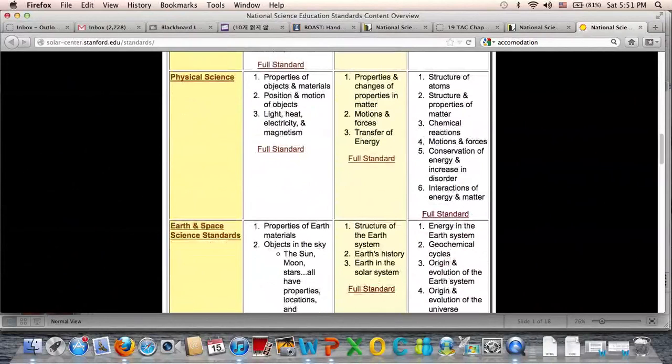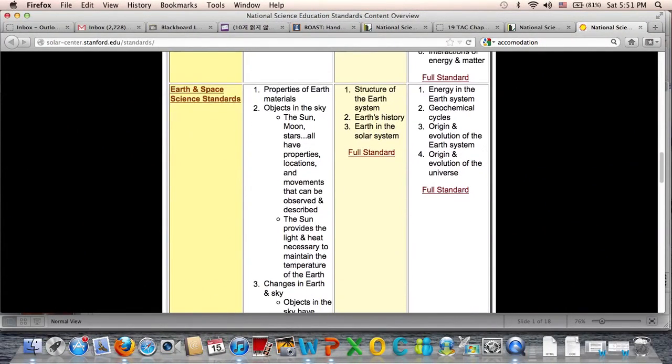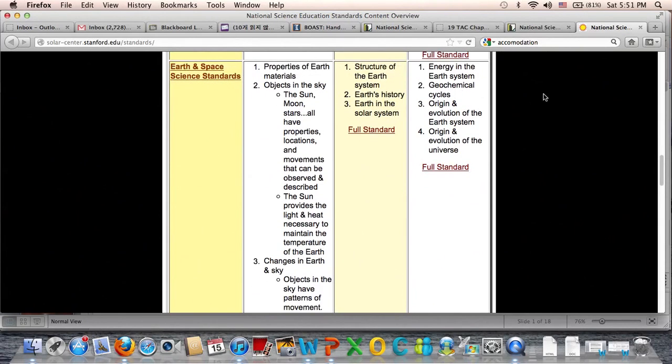So there's a physical science standard, and an earth and space science standard. For K to 4: properties of earth materials, objects in the sky, changes in earth and sky. Okay. For grade 5 to 8: structure of the earth system, earth history, earth in the solar system.